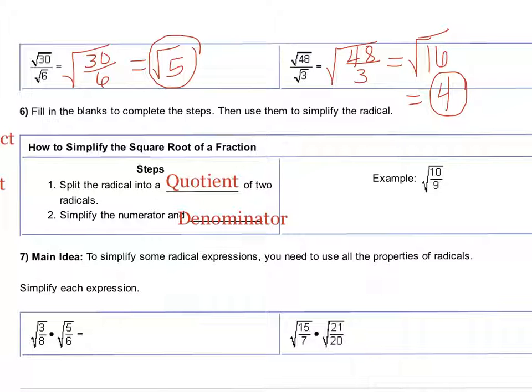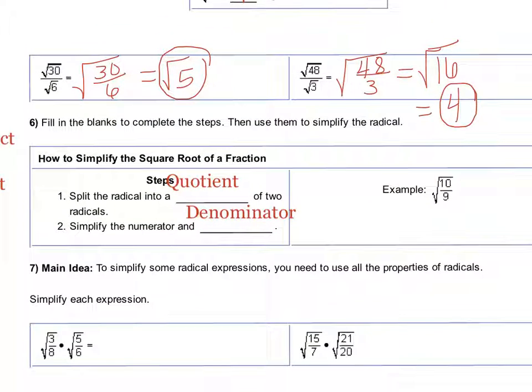Denominator. Boom. Just like that. So, for example, we have the square root of 10 over 9. We're just going to do what we just did a minute ago, except we're going to work a little bit backwards. Instead of starting here and then going here, we are given this and told to go that way.